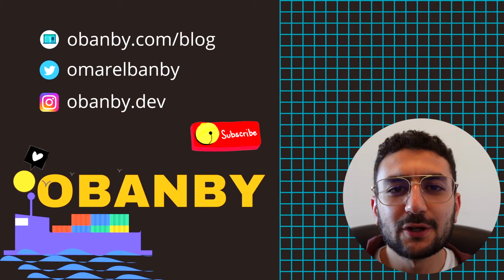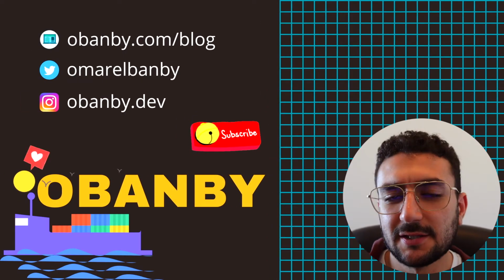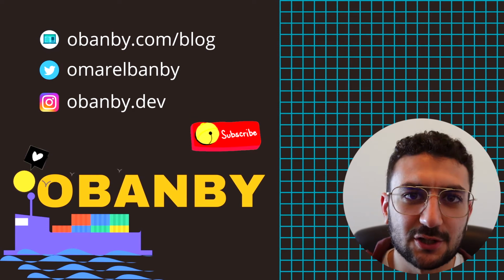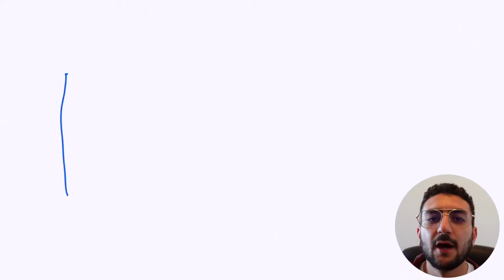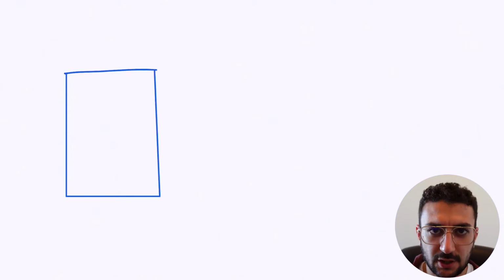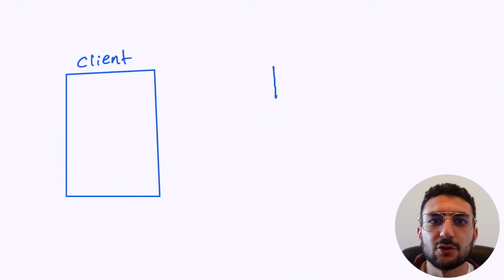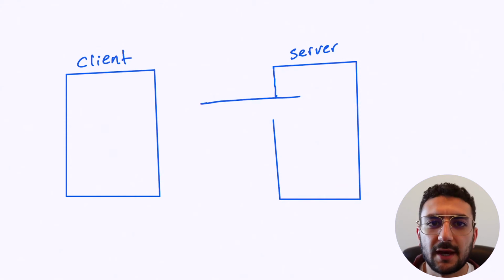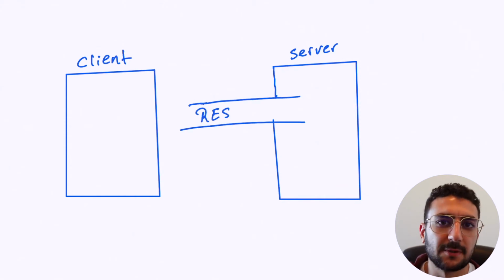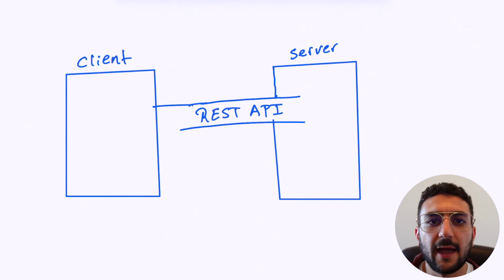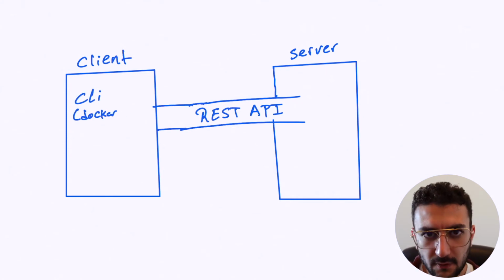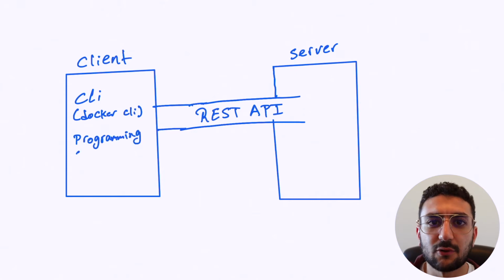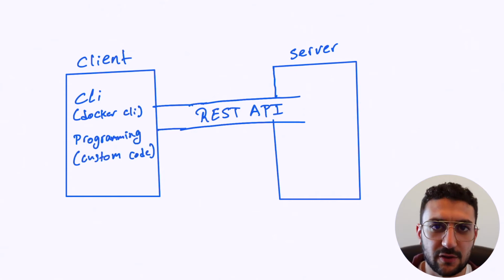So before we look into the installation process of Docker and becoming a Docker ninja, let's understand what the Docker architecture consists of. Docker is a client-server architecture, which means that there is a client, could be a command line interface, or it could be any program that you wrote that implements that API. And it also consists of a server, actually a daemon server. And that server has a REST API to accept communication through.